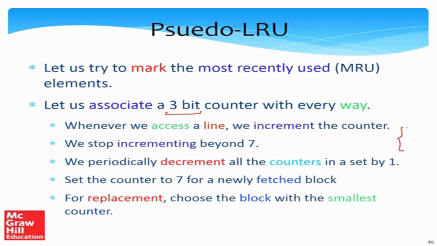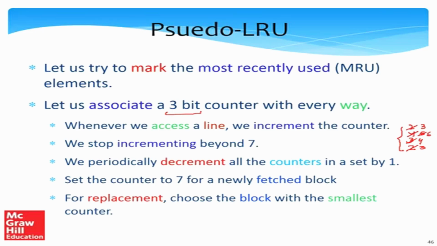So let's say that we have different lines, so they can have different counts. Then we access this line. From 4 it will become 5. Then we access this line, from 2 it will become 3. We again access this, this will become 3. Again we access this, it becomes 4. We access this, it becomes 6, and so on.